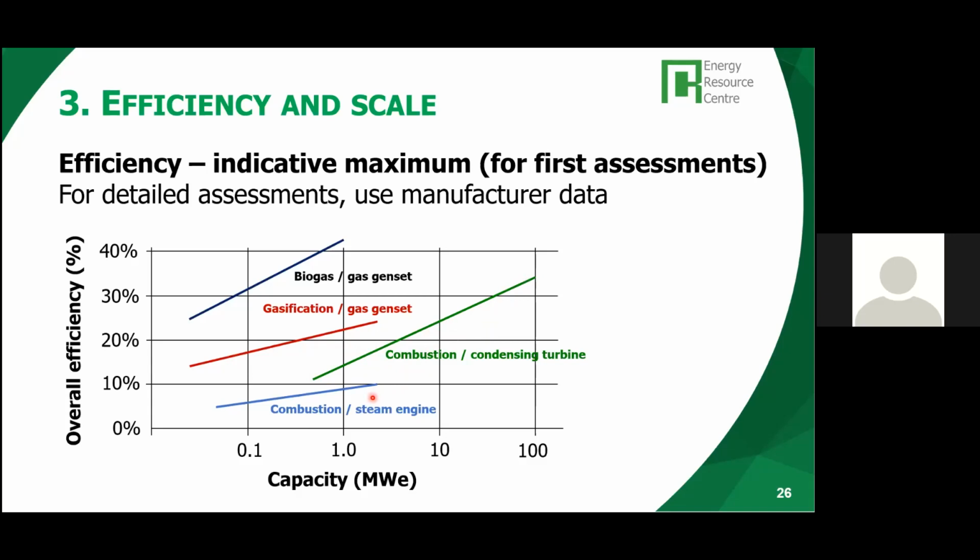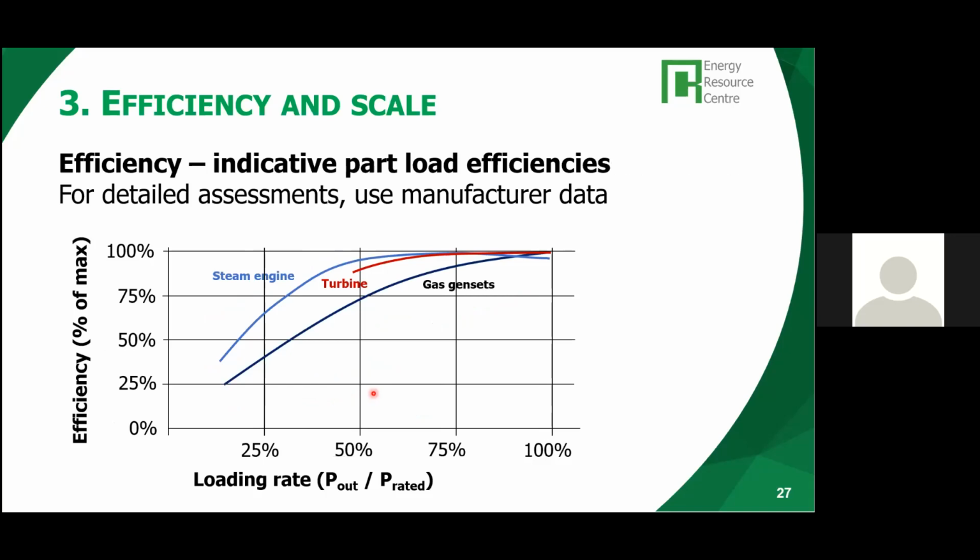the 100 megawatts scale. And steam engine would be in the lower efficiency range, typically between 5 and 10%. Then, as indicated, when you operate systems at lower loading rates, you may get lower actual efficiencies, especially for internal combustion systems.